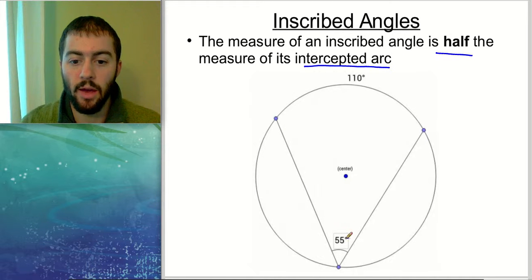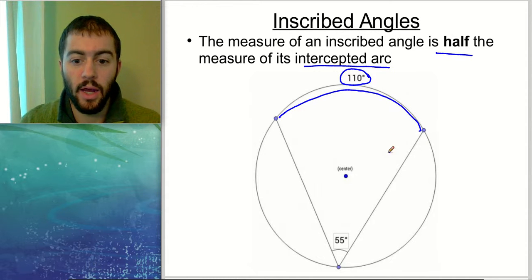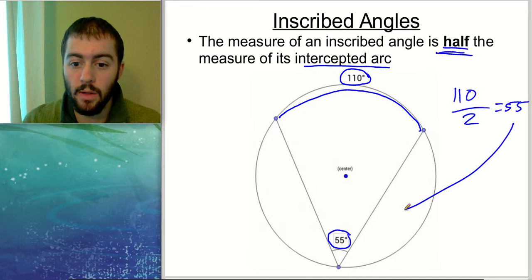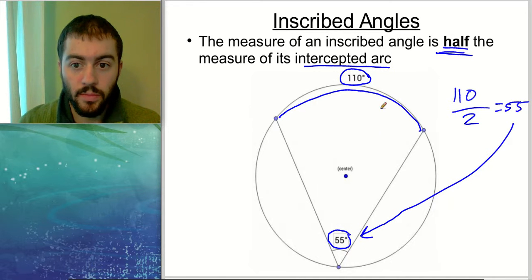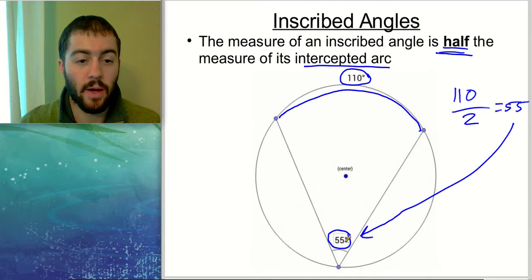So in this case, we have an inscribed angle here, and the arc that it intercepts is 110 degrees, which again means that this arc here is 110 degrees, and that means that half of that, based on this rule, half of that intercepted arc is going to give us the measure of the inscribed angle. So here, half of 110 degrees would give us 55 degrees, and that's how we came up with this, just doing 110 divided by 2 would give us 55. So if it's an inscribed angle, take half of the intercepted arc, and you'll find the inscribed angle.